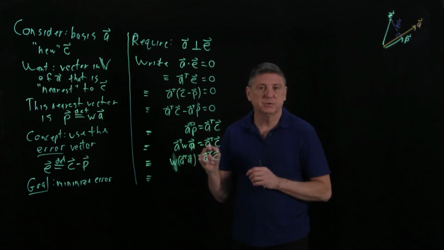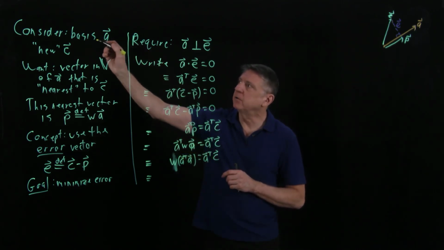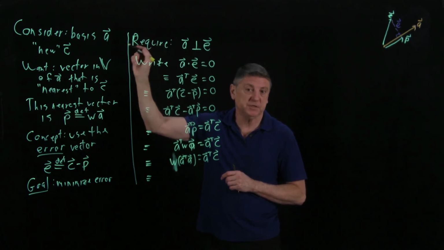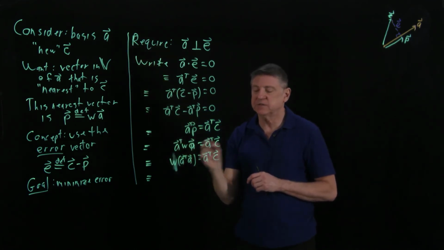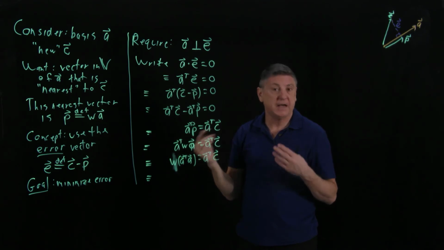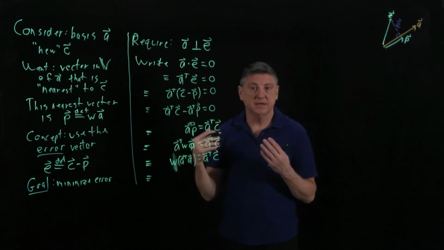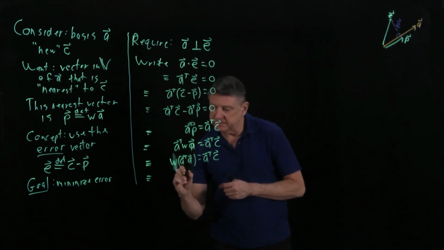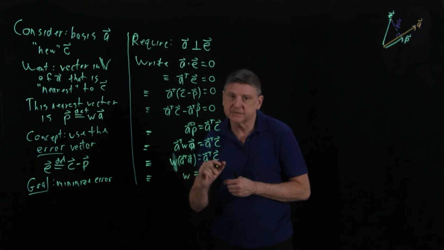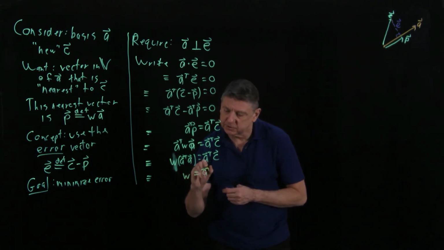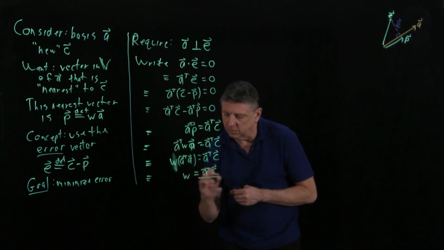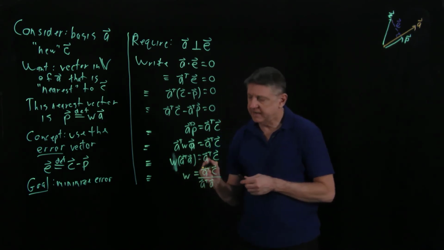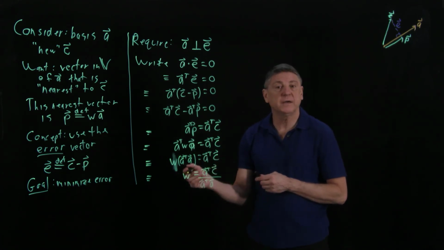So can I divide through? A transpose A, that's just A dot A. Is A dot A ever 0? Well, not by our assumption. We've assumed that A is a basis vector, which means it can't be the 0 vector. So that means that A transpose A, A dot A, has to be non-zero, and that means that I can divide through by it. So I can represent W as A transpose C over A transpose A. And so I've solved for the weight W.